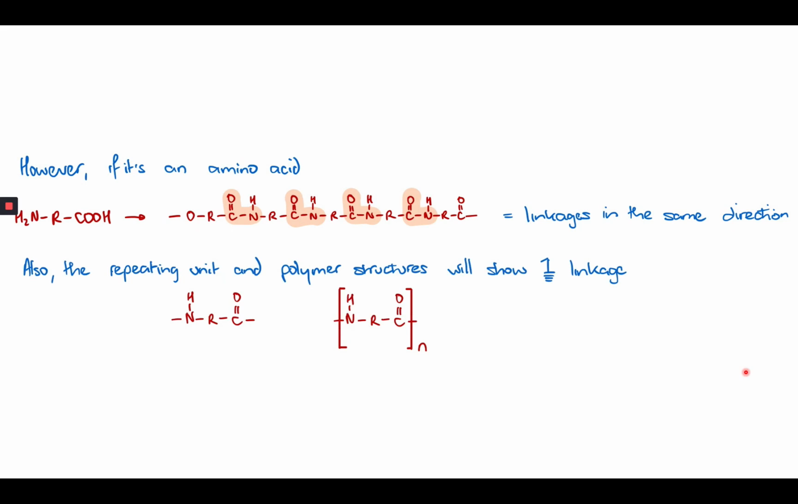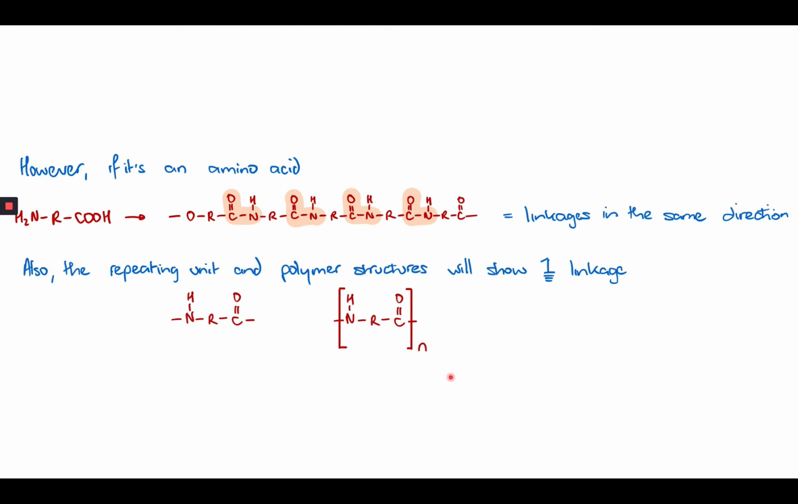So it's not that they're going to ask you about the direction of the linkages in any way, shape or form, but I think your awareness or knowledge of it is going to help you when you're trying to decipher or think about answering particular questions where there are structures either that you've got to draw or you've got to work out the monomers from. And again, if it's the repeating unit, the polymer structure will only show one linkage.